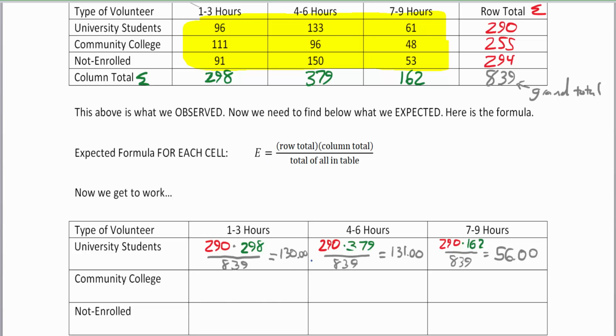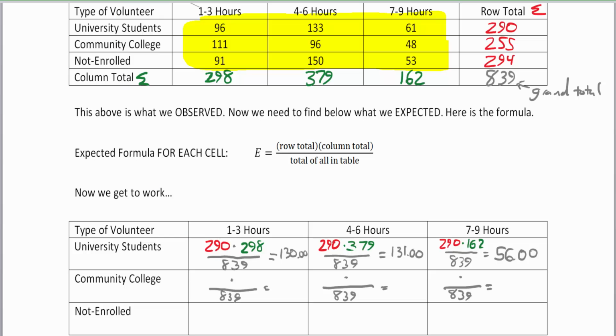So our observed and expected is now done, and we have to do this for the community college row and the not enrolled row. So do you see something that's a pattern in these? Well, so far you'll notice that each of these is divided by 839. So if I do that, I can actually make this process go just slightly faster, because I'm always dividing by 839. Which means you're going to want to make sure that your sums are correct here. You may want to add across the green and add down from the red to make sure that's the correct number.